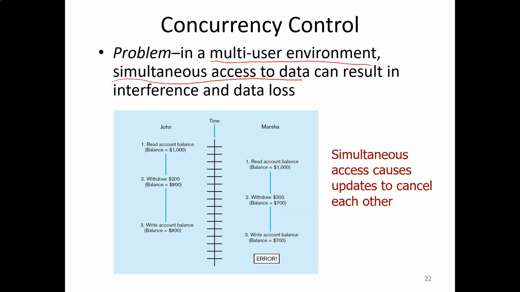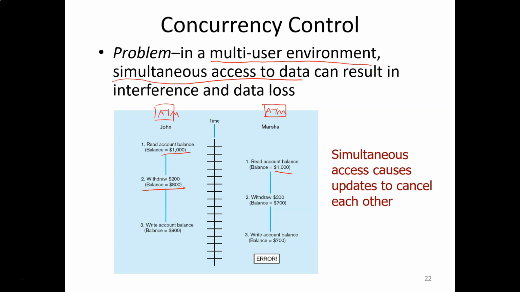In this example, let's say John and Marsha, both of them are trying to access their bank account using the ATM card in two different ATM machines. Let's say they have a joint account. John puts the ATM card into the machine and reads the account balance to be $1,000. And at about the same time, Marsha also does the same thing and puts the card into an ATM machine and also reads $1,000. John withdrew $200, so the balance of $800 is applied to the account.